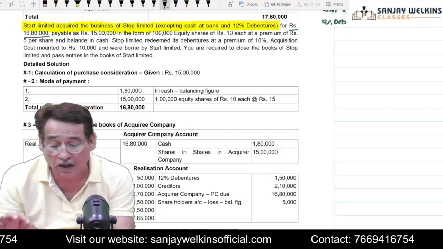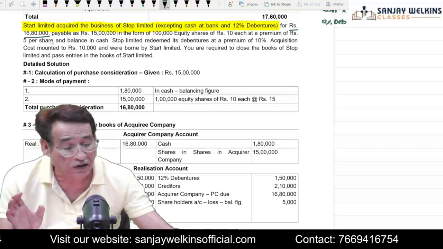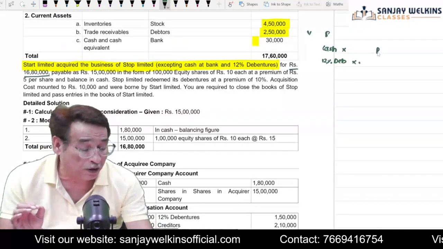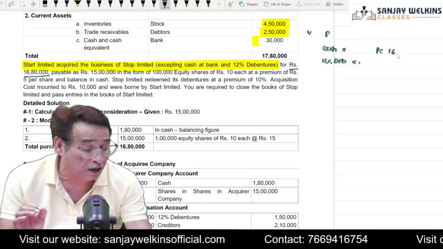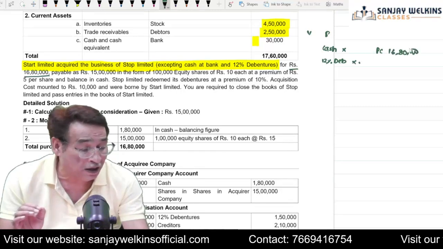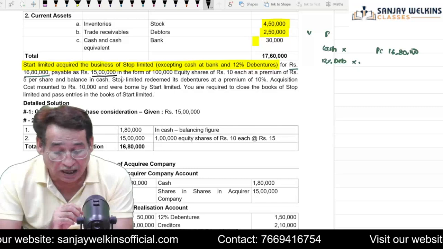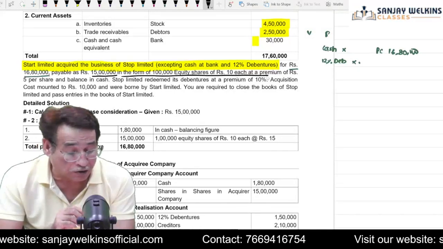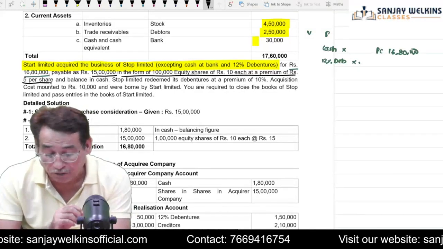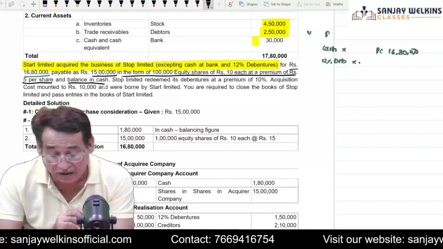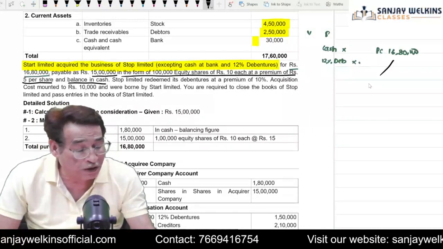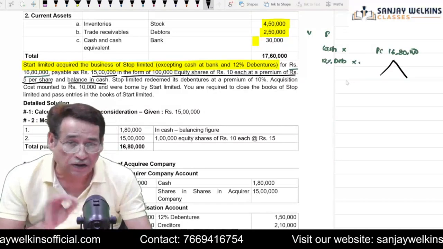So purchasing company will pay you 16,80,000. So amount of purchase consideration is 16,80,000, correct? Further, it is written payable as 15 lakh in the form of 1 lakh equity shares of 10 each at a premium of ₹5 per share and balance in cash. Now, how purchasing company is going to pay ₹16,80,000?